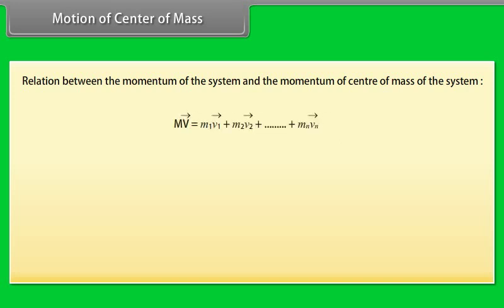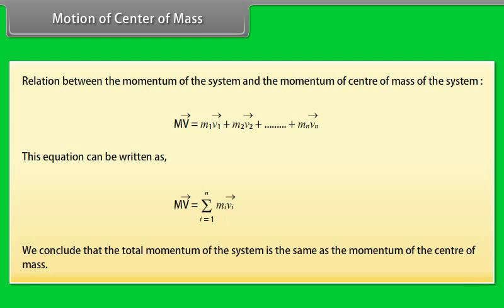m v vector = m1 v1 vector + m2 v2 vector + ... + mn vn vector. This equation can be written as m v vector = summation from i = 1 to n of the product of mi and vi vector. We conclude that the total momentum of the system is the same as the momentum of the center of mass.